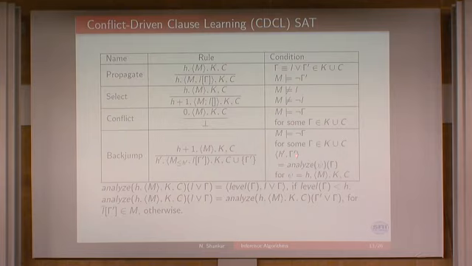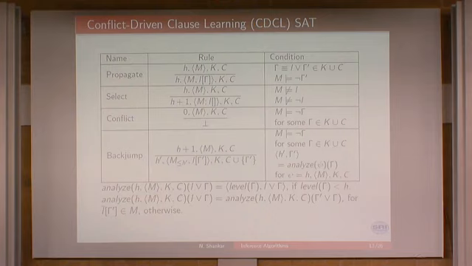And so you back jump to that level. You go back to h prime, the smaller level, and you add this literal L as a new thing at that level. So you always learn a new literal when you back jump, and then you add gamma prime to the set of conflict clauses. So that's it.